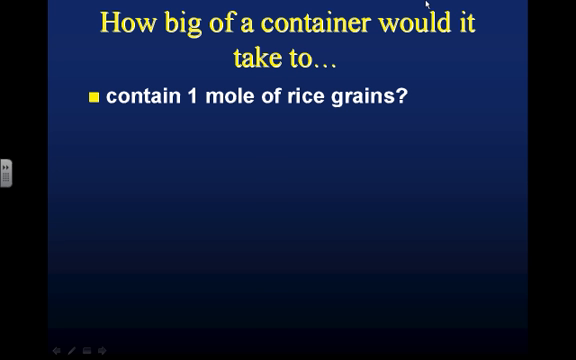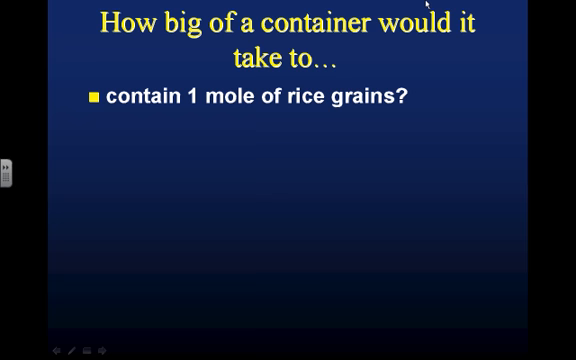6.02 times 10 to the 23rd. Count them out. How big of a container? 2-gallon bucket. 2-gallon bucket, that's pretty big. 50-gallon drum. 50-gallon drum, getting bigger. Olympic size swimming pool. Olympic size swimming pool is getting closer, I'll say that. How's a rice grain compared to the size of an atom? Huge, huge, huge. So somebody's figured this out.